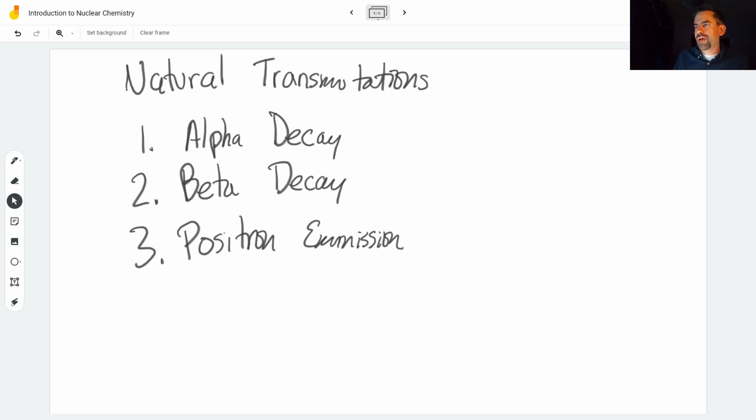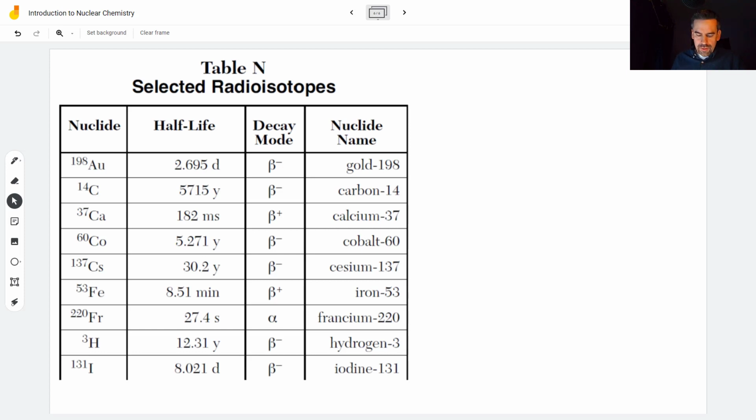Those are the three that we will talk about. Now, how do we know which type of transmutation will occur in an atom? That would be answered by looking at table N. In table N, we can see an alpha decay for this francium right here. So let's go ahead and write out the alpha decay for francium.